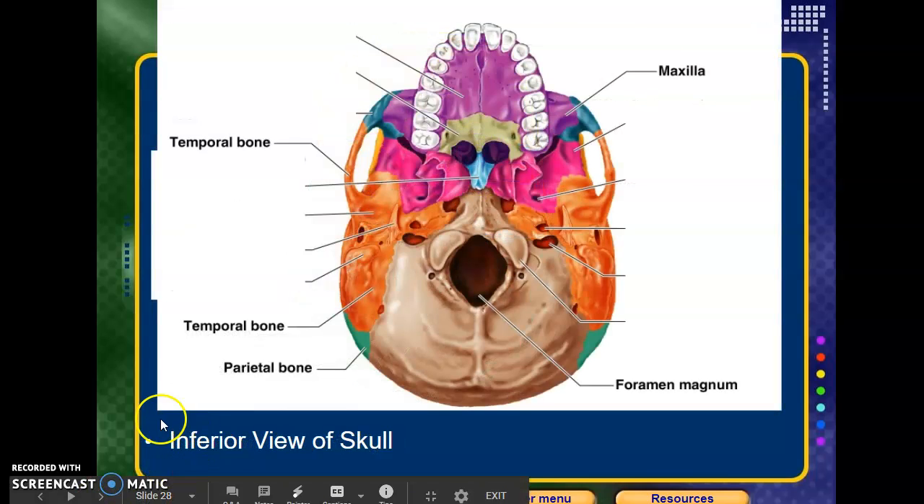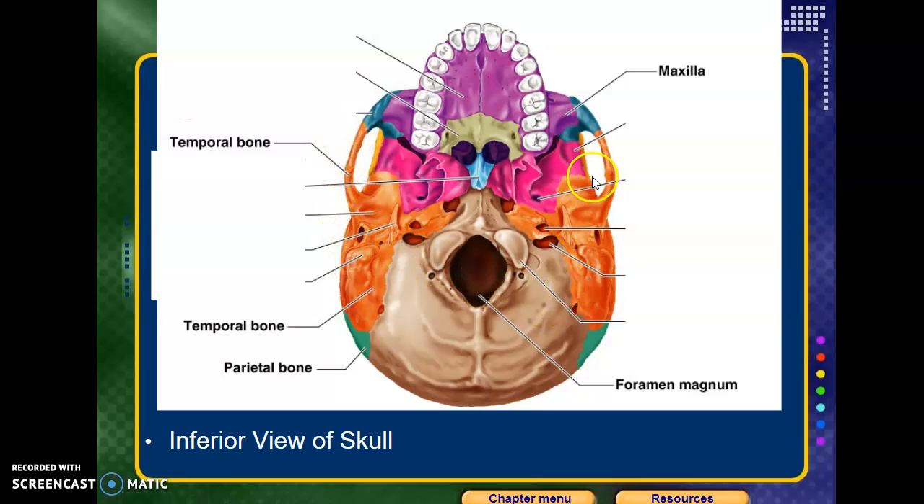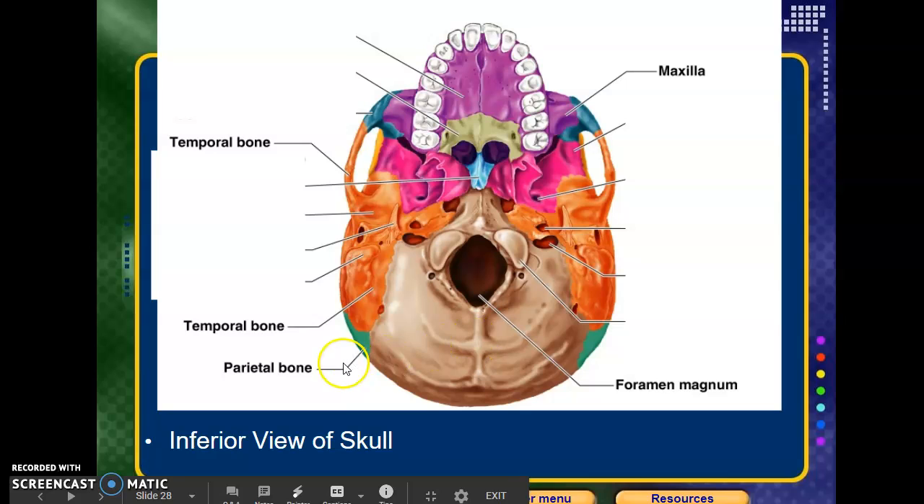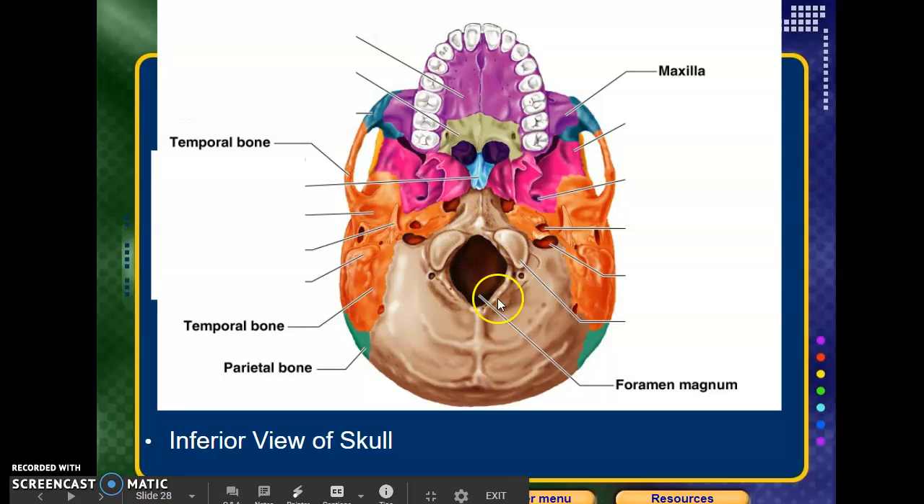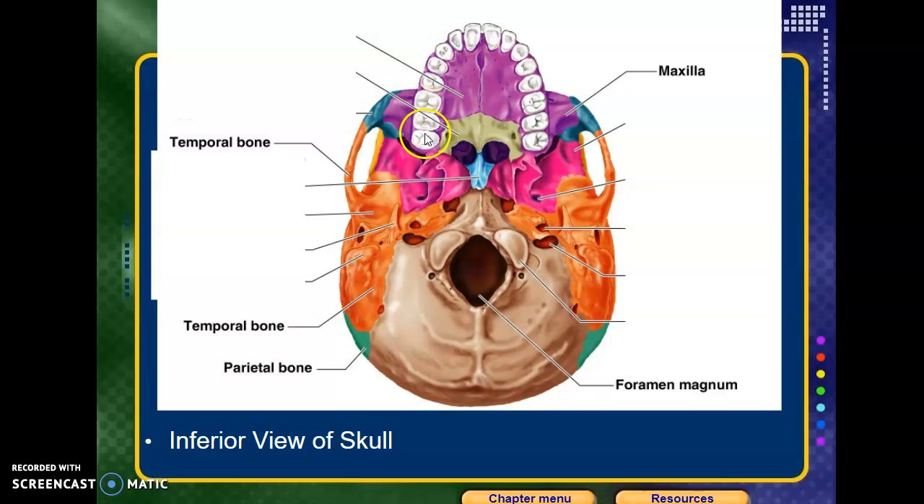Here's an inferior view, and you can see a couple of things here. You see this orange temporal bone, still here, one on each side. The pink one, this is the sphenoid. The brown one, that's the occipital. There's a little bit of the parietal peeking on each side too, that's on the top of your head. And here's that foramen magnum again, very big foramen magnum. And the maxilla. You can see the teeth are in that maxilla. It comes all the way across this one big bone.